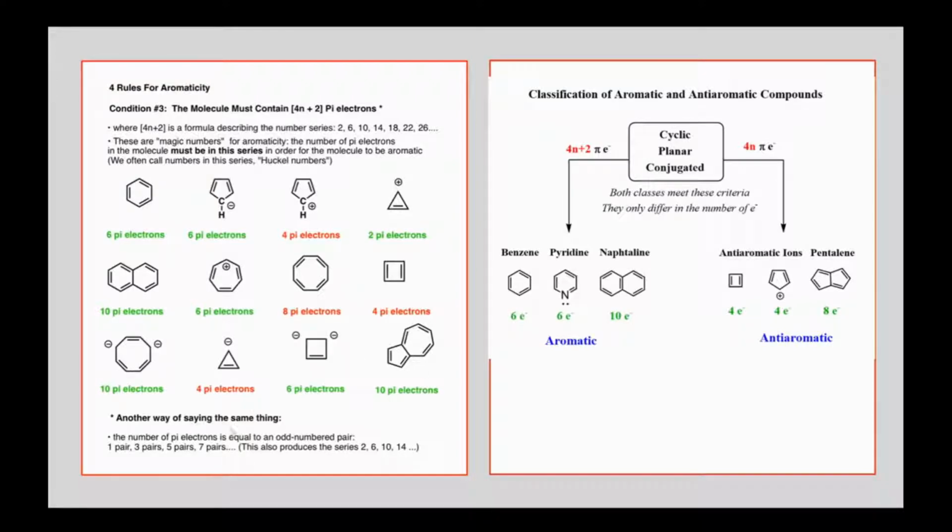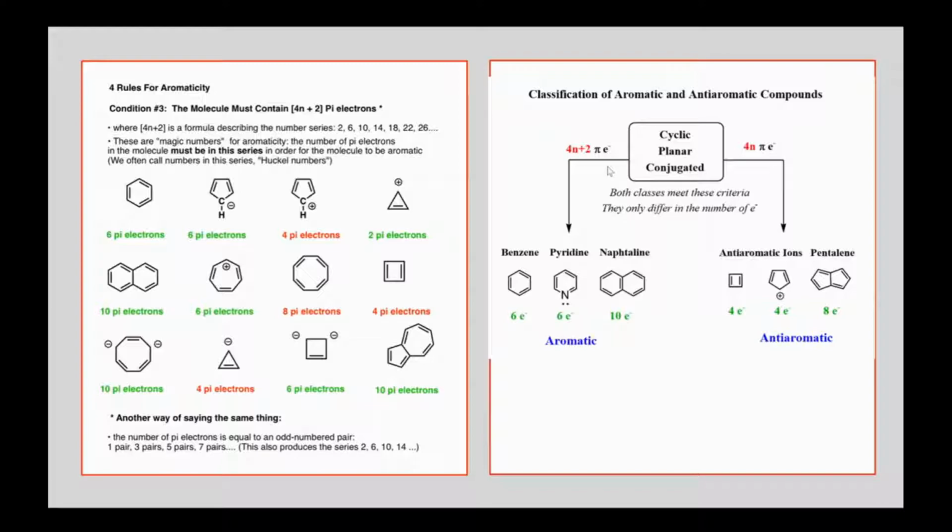Another way of saying the same thing is that the number of pi electrons is an odd number of pairs: 1 pair, 3 pairs, 5 pairs, 7 pairs. This also produces 2, 6, 10, 14. So in a very short way, you can say if the compound obeys Huckel numbers, it's going to be aromatic, but it should be cyclic and it should be conjugated.